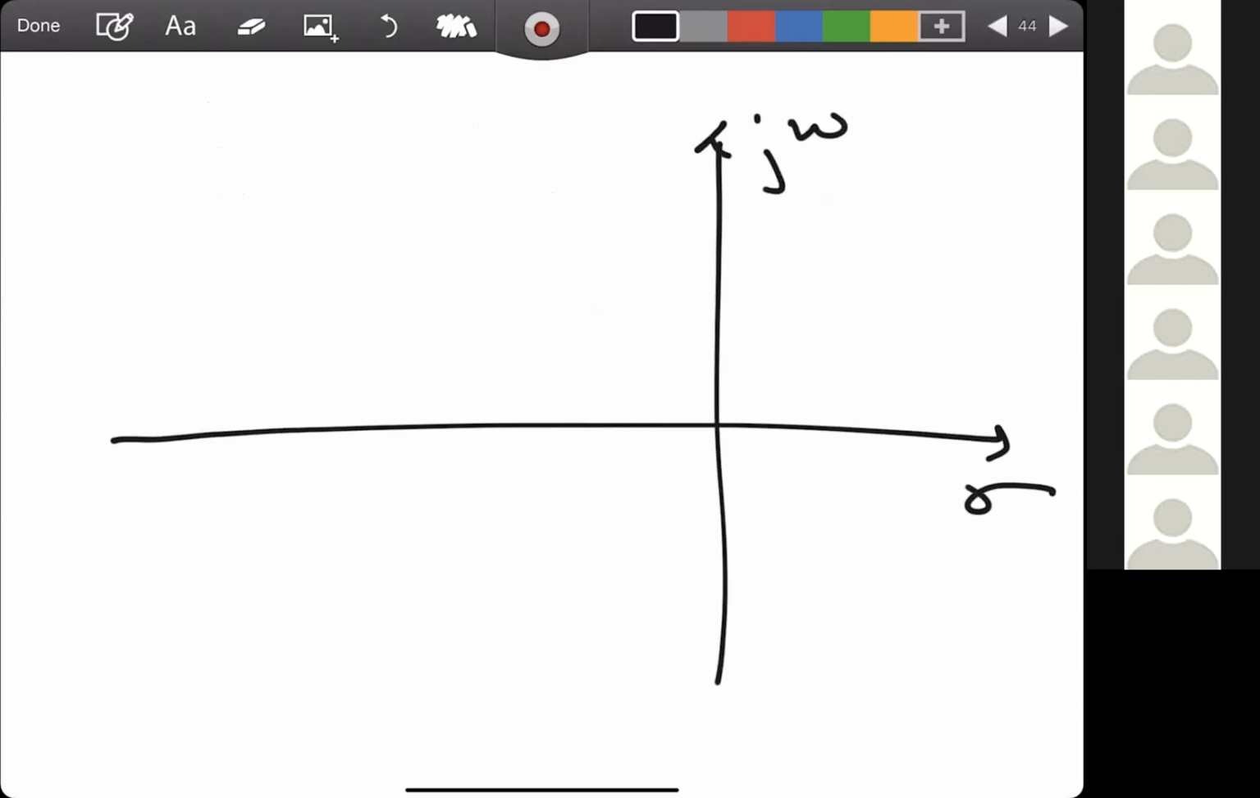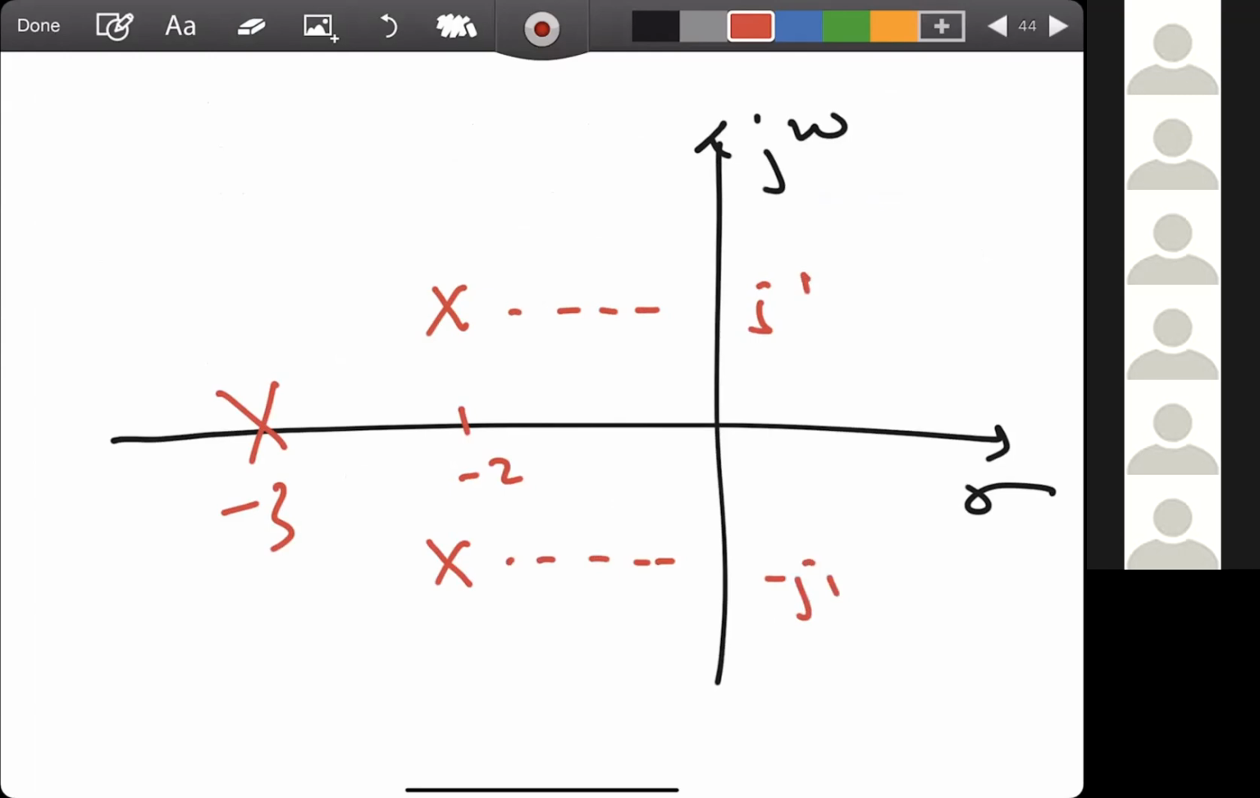okay, so this is minus 3, minus 1, minus 2, j1, minus j1, then we have a zero over here, so what is the expected plot? And here, minus 2.39.